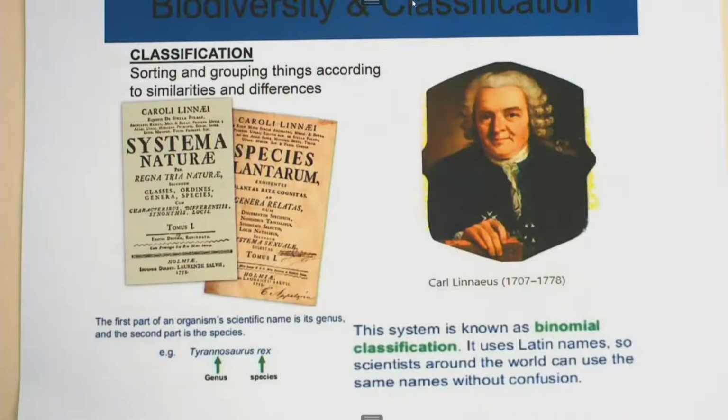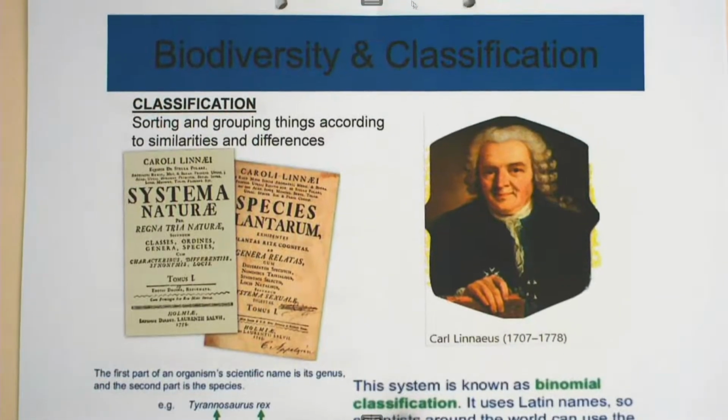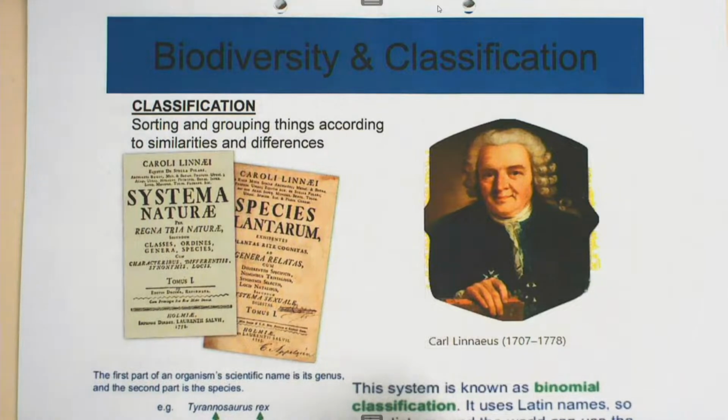All right. Now, the last section of the test is about biodiversity and classification. There's a little bit of history involved here. Now, this guy that you can see here with his wig is called Carl Linnaeus. You can also see he lived way back, 1707 to 1778.